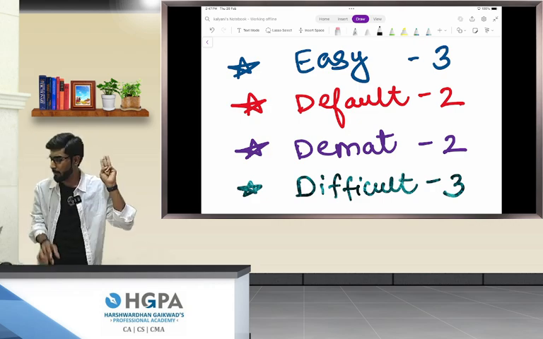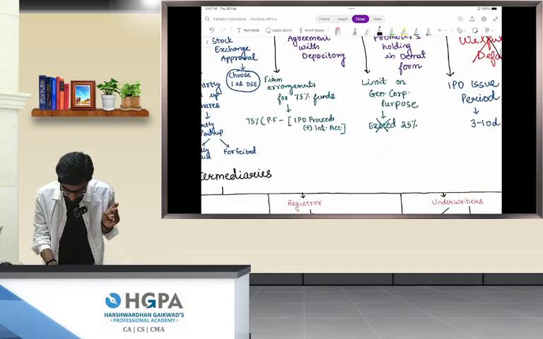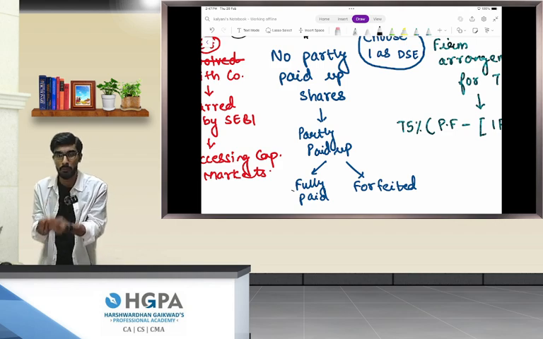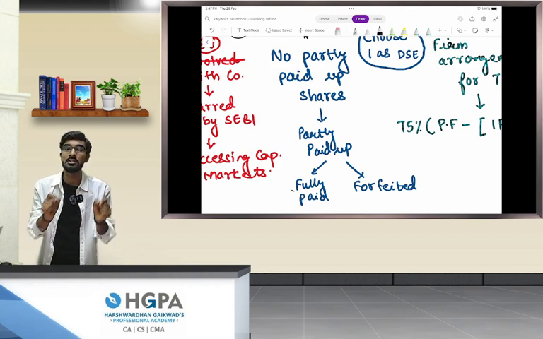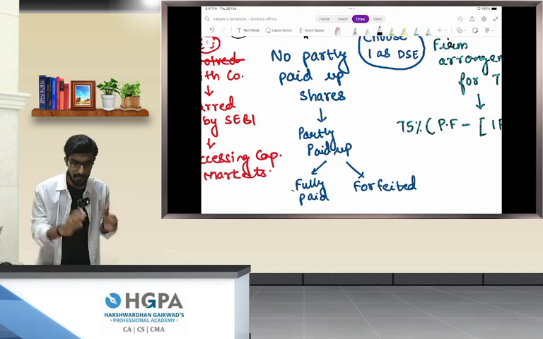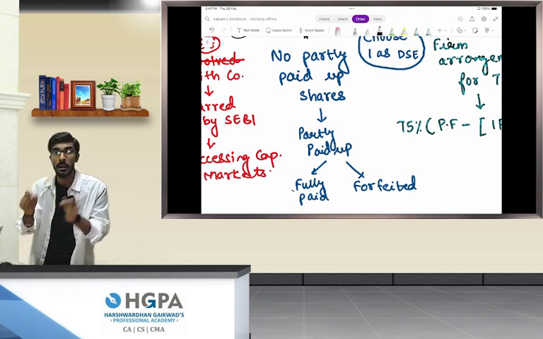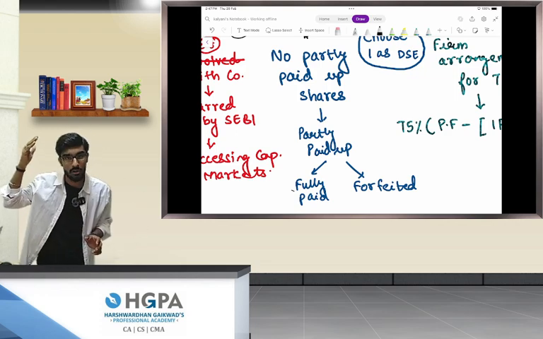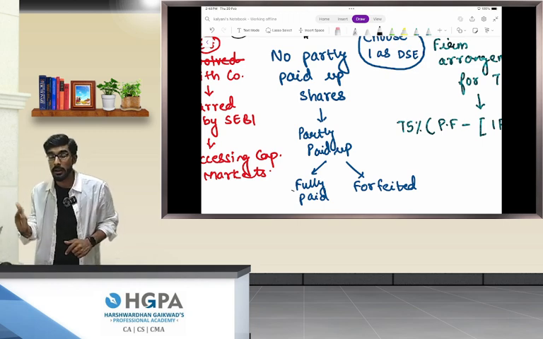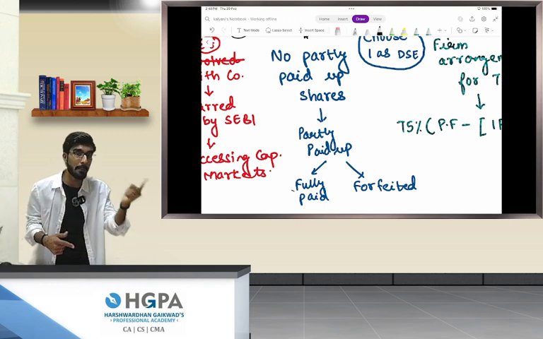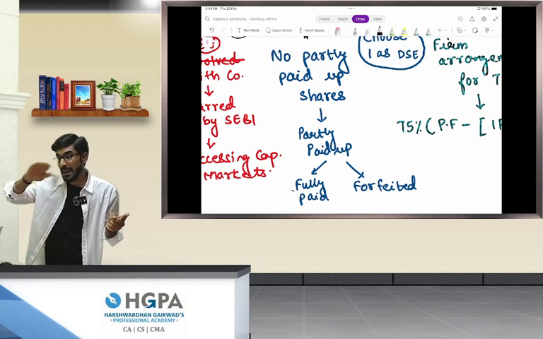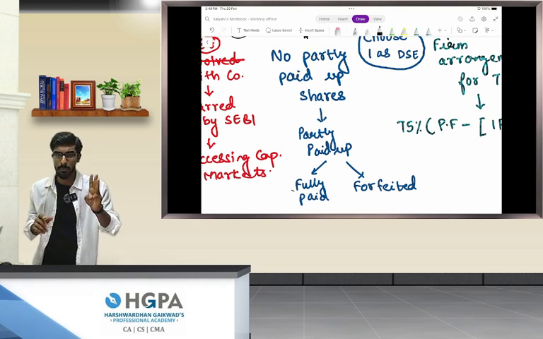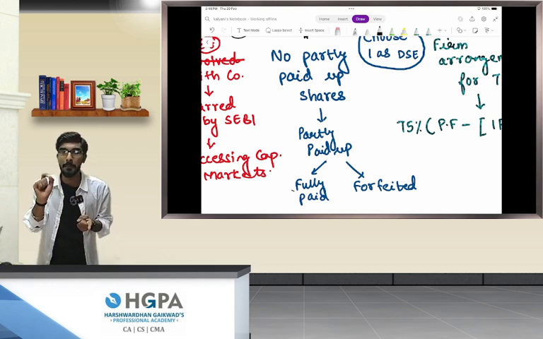Now 3 very easy points. What are those easy points? Blue ones. Before Lenskart goes for an IPO, it should ensure that it has no partly paid up shares. All the shares should be fully paid up. Either you convert the partly paid up shares to fully paid up or you forfeit, cancel those partly paid up shares before you go for an IPO. Okay, easy points. Number one is no partly paid up shares.